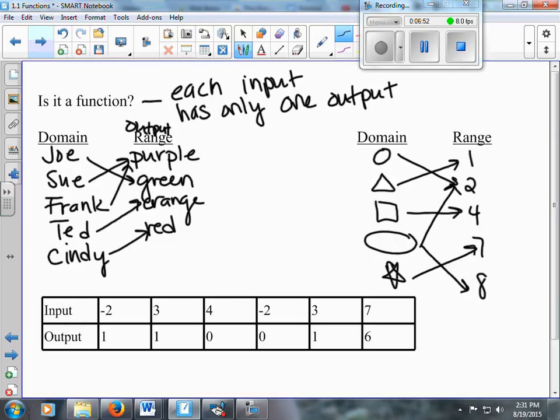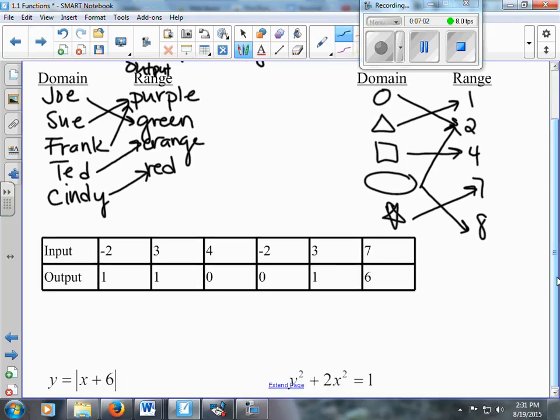Okay, and then I'm not going to answer this one. Instead, I want you to come up with the answer. Make sure you circle it really big and let me know tomorrow what you decided. Is this a function or not, this representation?